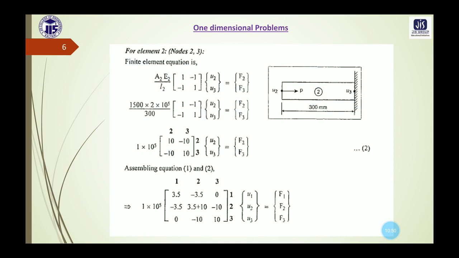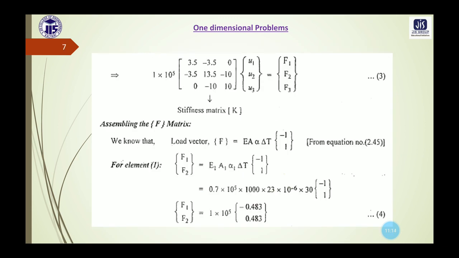Now if we assemble these two finite element equations for elements 1 and 2, in that case we will get the stiffness matrix as a 3 by 3 matrix, and the nodal displacement matrix will be of u1, u2 and u3, and in case of the force vector we will have f1, f2 and f3. So by rearranging we are getting the equation number 3.